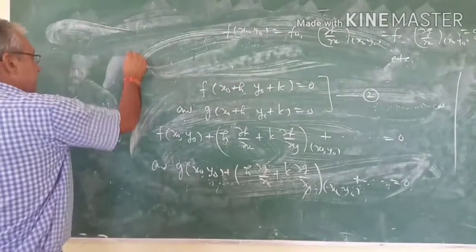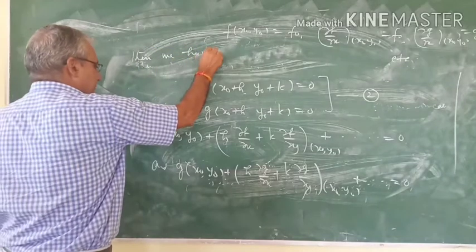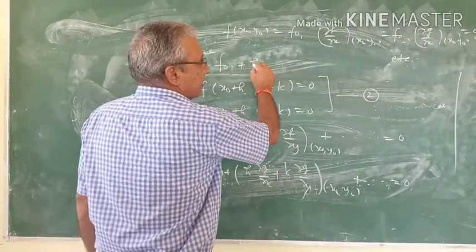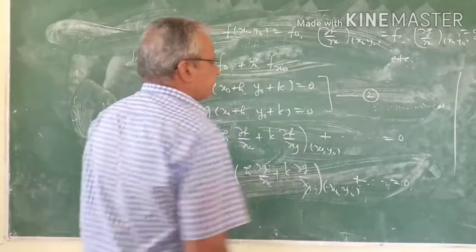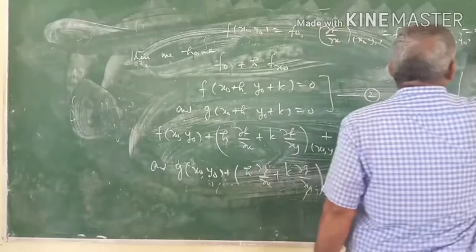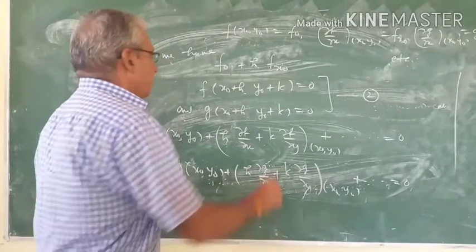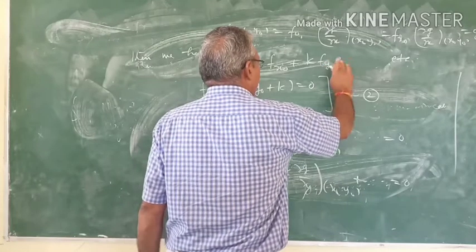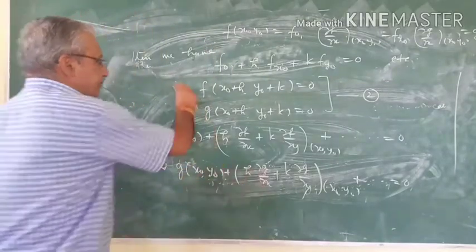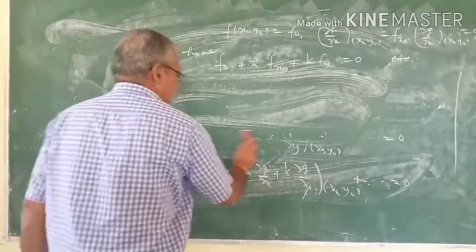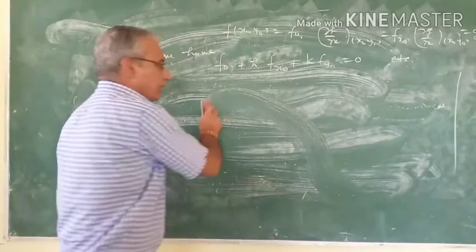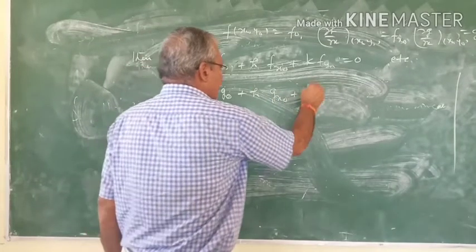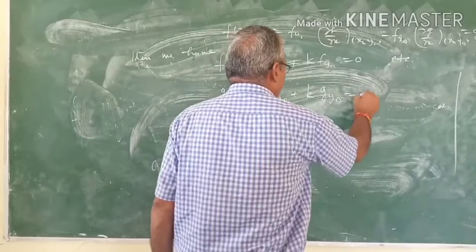Then this can be written as f0 plus h into f_x0 plus k into f_y0 equals 0, and g0 plus h into g_x0 plus k into g_y0 equals 0.